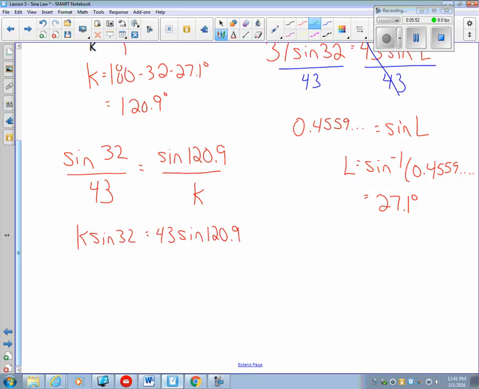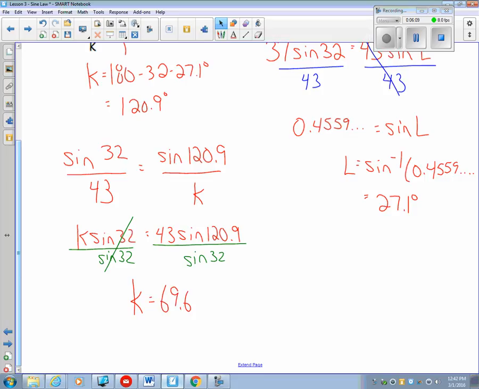I'm going to get k by itself, so I can divide out the sine part. But if I divide one side, I have to do the same thing to the other side. And I get k by itself, which is great. I punch it on my calculator and end up with 69.6. Okay, that's all I can really do with the sine law. So I've got finding sides, like the first part here, and finding angles, like the second part. And if you flip it over, we'll try some little applications on the back.